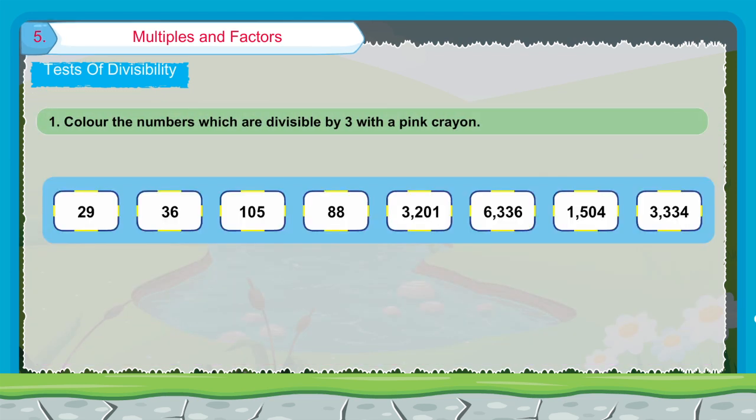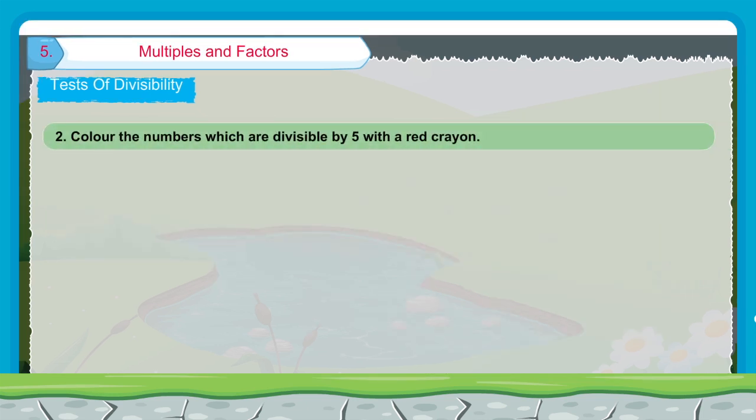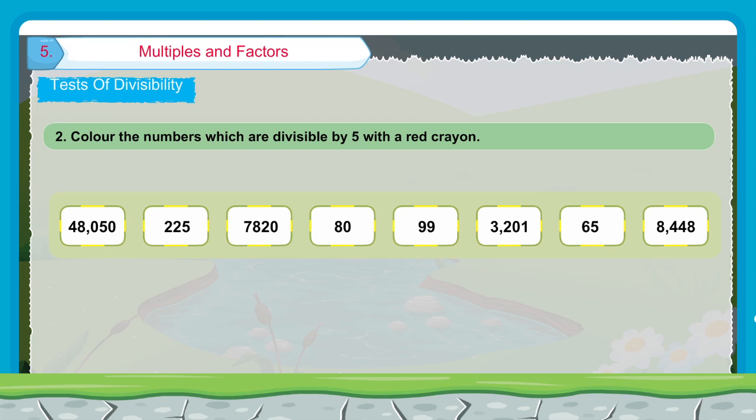1. Color the numbers which are divisible by 3 with a pink crayon. Color the numbers which are divisible by 5 with a red crayon.